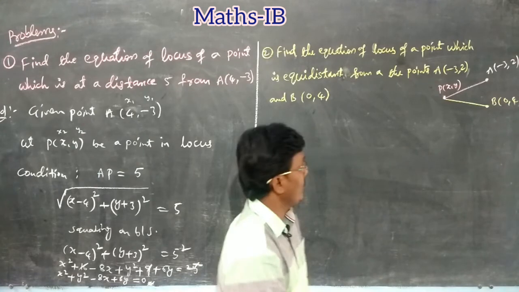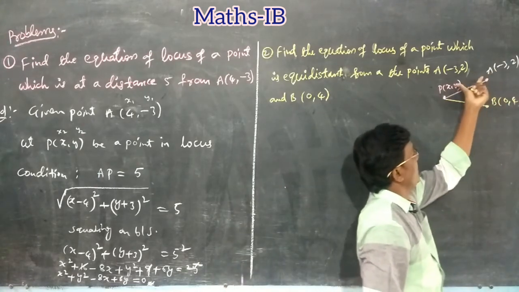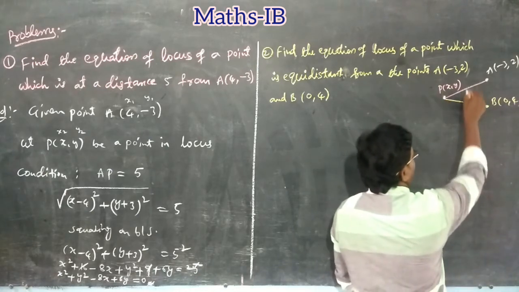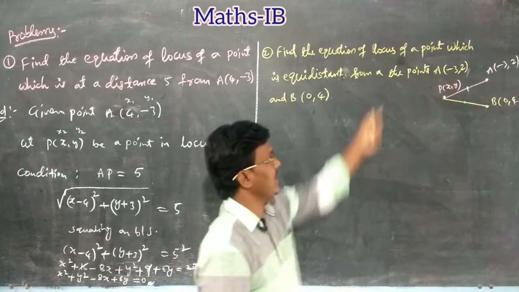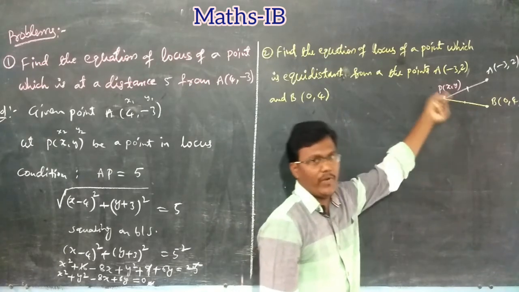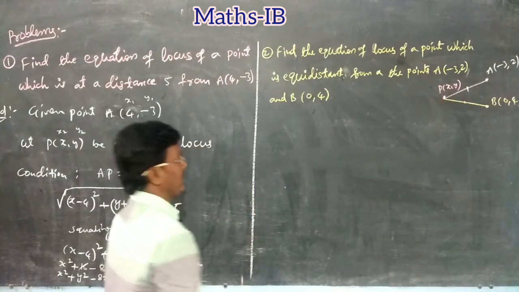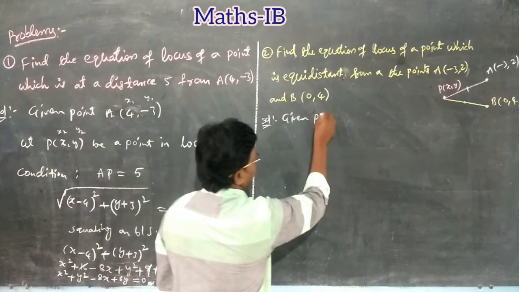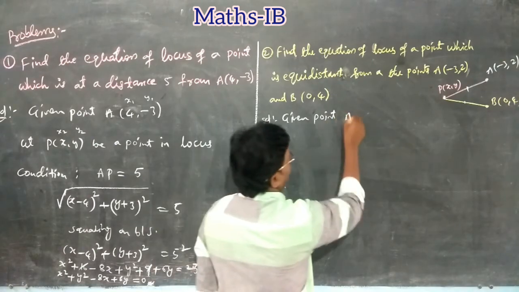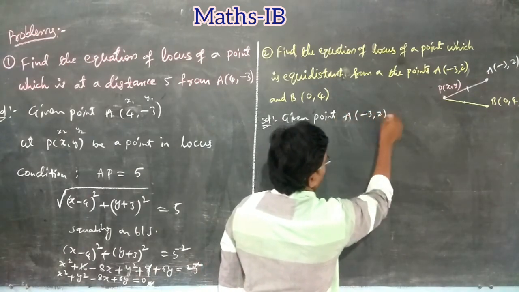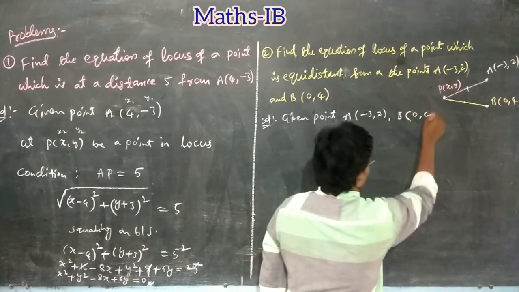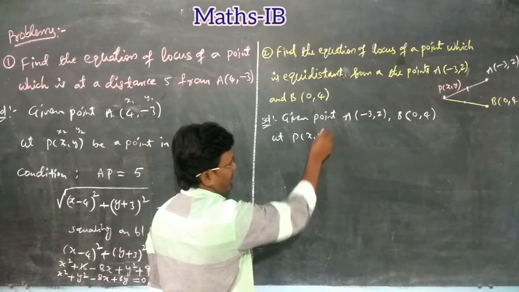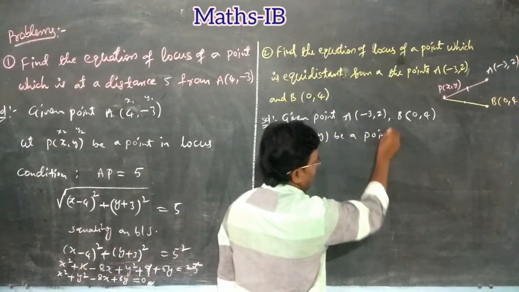Okay, right. So the distance between AP and the distance between BP, so these distances are equal. That is the given condition. By using that condition, we can solve this problem. Okay, right? Solution. So what are the given points? A of minus 3 comma 2 and B of 0 comma 4. Let P of x comma y be a point in locus.